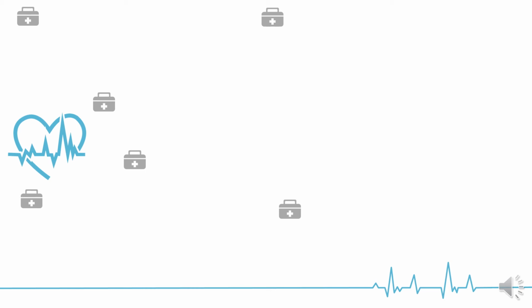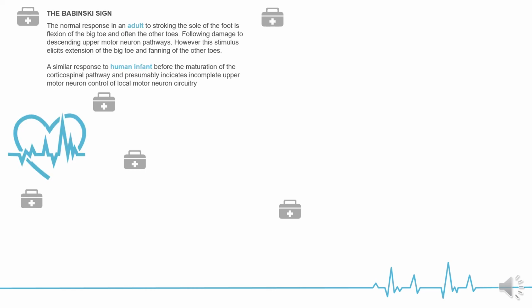First, we have the Babinski sign. The normal response in an adult to stroking the sole of the foot is flexion of the big toe and often the other toes. However, following damage to the descending upper motor neuron pathway, this stimulus elicits extension of the big toe and fanning of the other toes. It is a similar response to that of the human infant before the maturation of the corticospinal pathway. By stroking the sole of the foot, the big toe and often the other toes will flex.